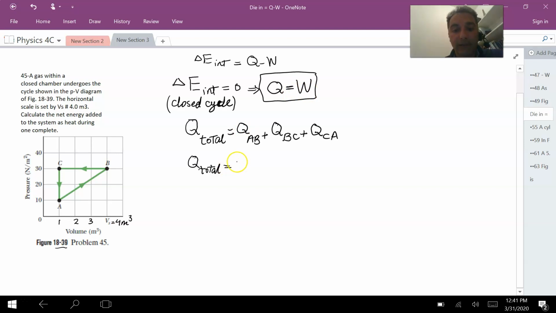I will write the work done in AB, because you know it's pressure and volume. There is no way to find Q by the equation of mc delta T or mL_F or mL_V. No, it's pressure versus volume. So we have to find work, then we can find Q, correct? So W_AB plus work done in BC plus work done in CA. So what I do, I use this in reality: Q is the same as W in a closed cycle.